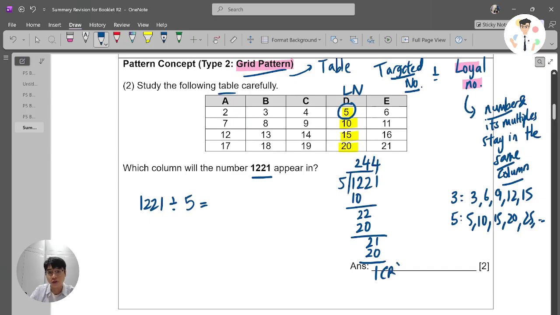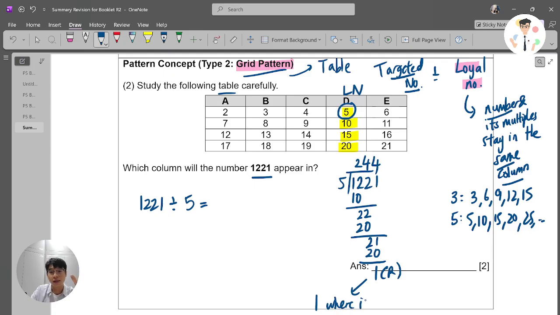here is 1. And what you have learned is that 1, if it's in column A, means column A. 1, if it's in column B, means 1. So we need to find out where is it. But the problem here is we don't have that 1 here.